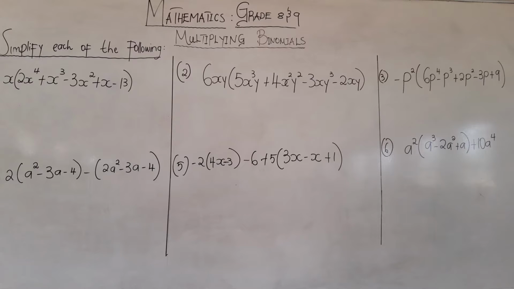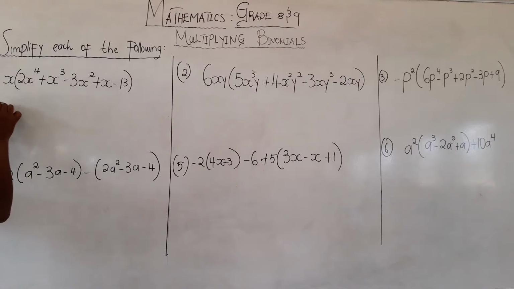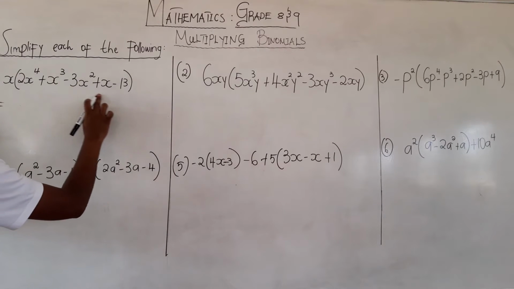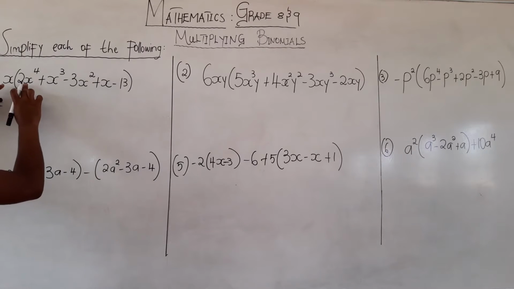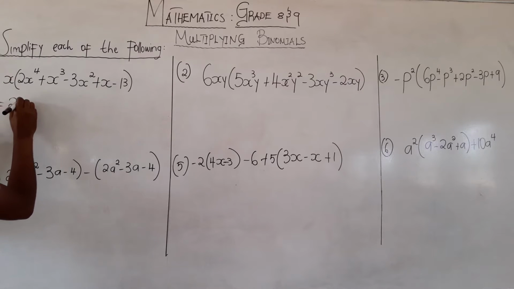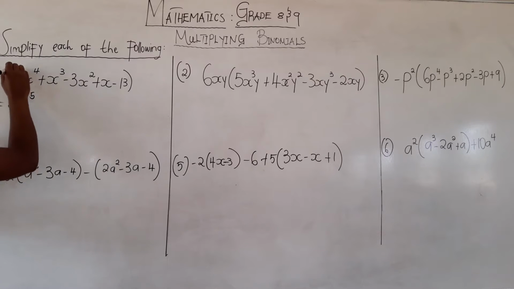Let us take a look at our first question, which says x multiplied by 2x to the power 4 plus x cubed minus 3x squared plus x minus 13. Now this x will multiply each factor inside the bracket. x multiplied by 2x to the power 4, the bases are the same, so we add the exponents in terms of multiplication. Therefore this is going to become 2x to the power 5, because the exponent of x is 1.